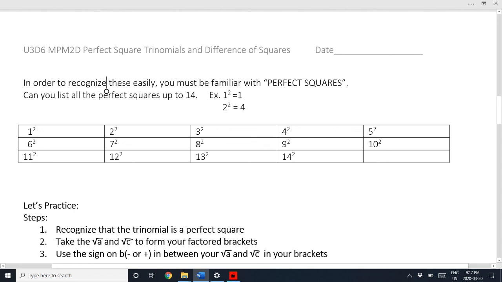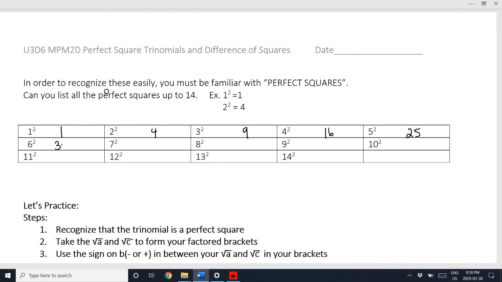So in order to recognize perfect square trinomials easily, we should be familiar with perfect squares. Can you list all the perfect squares up to 14? Let's try together. We know 1 squared, it's given here. 1 times 1, that's 1. We know 2 squared, 2 times 2 is 4. 3 squared, that's 9. 4 squared, that's 16. 5 squared, 25.